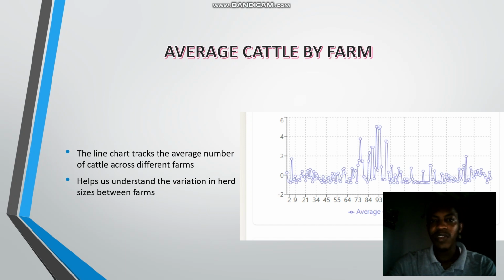Then we can talk about the average cattle by farm, where this line chart tracks the average number of cattle per farm and helps us understand the variations in herd sizes between different farms and whether this affects the ECF transmission. So if a farm has more cattle, this visualization will show us whether it is at high risk of being attacked by East Coast fever.